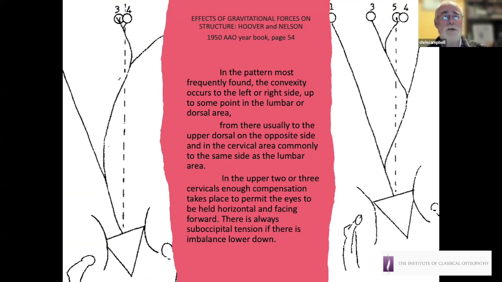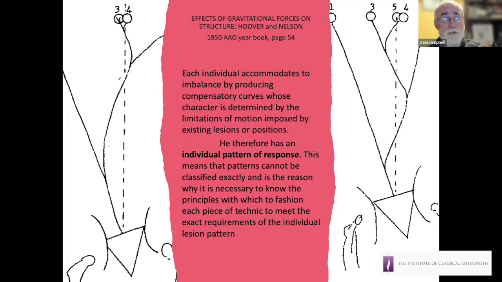Hoover and Nelson, in their article, said, in the pattern most frequently found, the convexity occurs to the left or the right side up to some point in the dorsal spine. So they don't come down either left or right in the lumbar spine at all. And then upper dorsal to the opposite side, the cervical commonly the same side as the lumbar. But he also puts it into the context of individuals accommodating to imbalance produced by compensatory curves, and is determined by the limitation of motion imposed by existing lesions or positions.